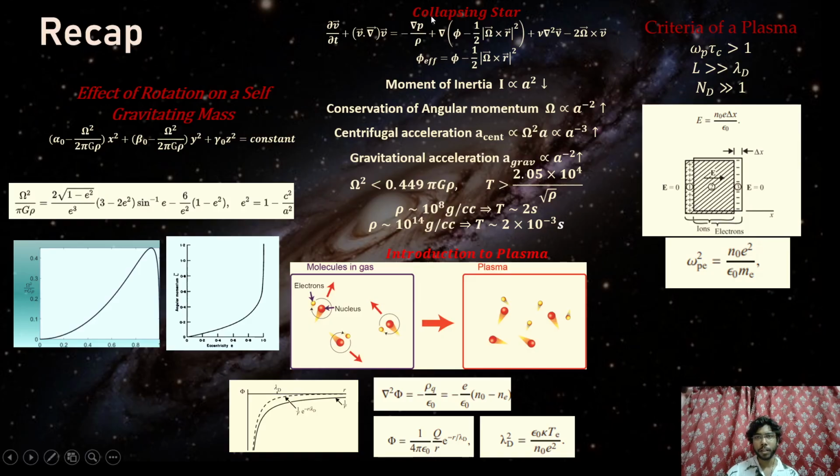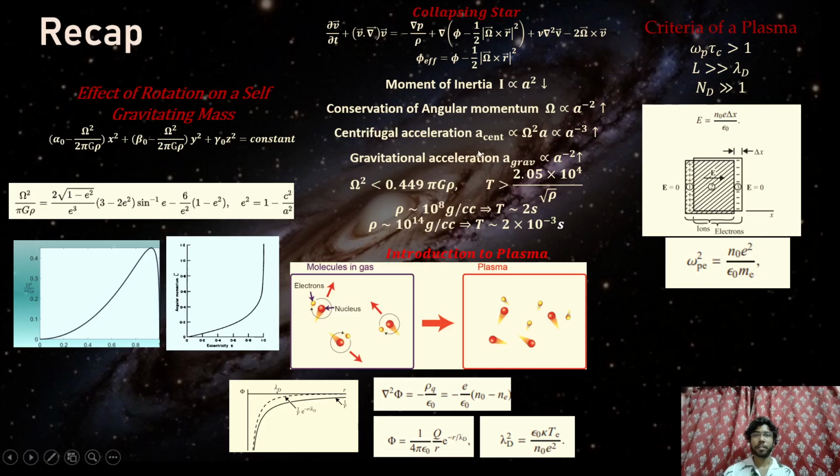Now, we have seen that this effect of rotation is very minimal or negligible in usual stars, for example our sun, and other sun-like stars as well. But the effect of rotation becomes important in the case of a collapsing star, and we also saw in the last lecture why it is important for a collapsing star.